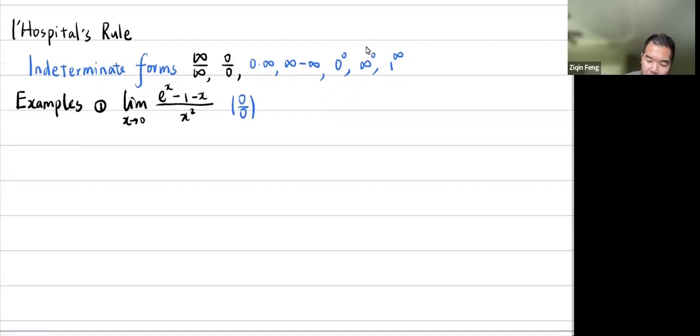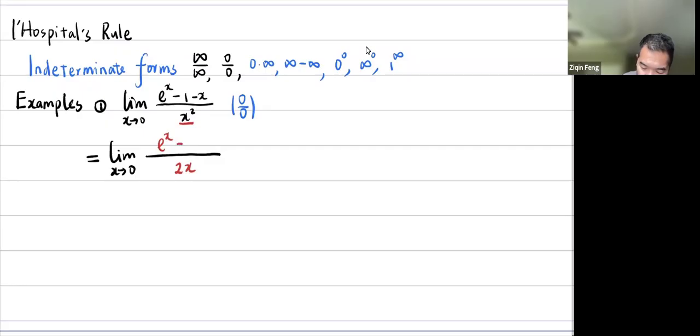Let's apply L'Hopital's rule directly, differentiating numerator and denominator separately. Do not differentiate this function as a whole, right? Differentiate denominator and numerator separately. Derivative of x squared, you get 2x. Derivative of e to x, you get e to x. Derivative of minus 1, you get 0. Then derivative of negative x is negative 1, so minus 1.